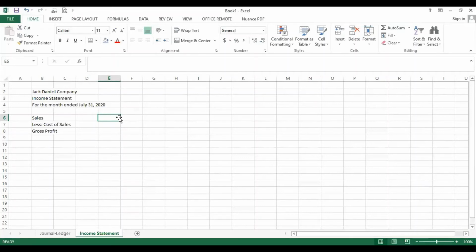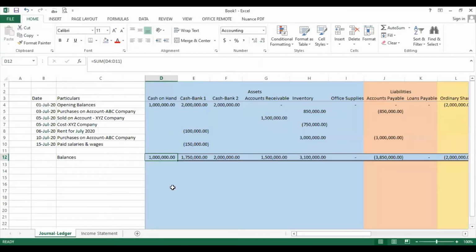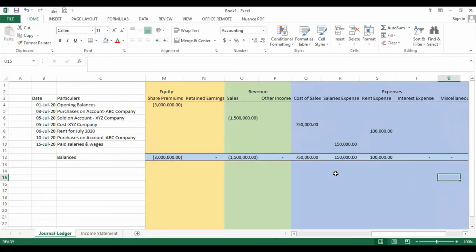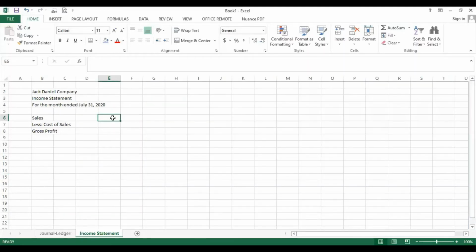Okay, let's connect our sales. If you'll observe, we have a rule where all the credits are designated as negative and all the debits are designated as positive. So you have here sales 1,500,000. If we link it here, again, our purpose is to create a simple accounting information system where from your journal you will have your financial statements.